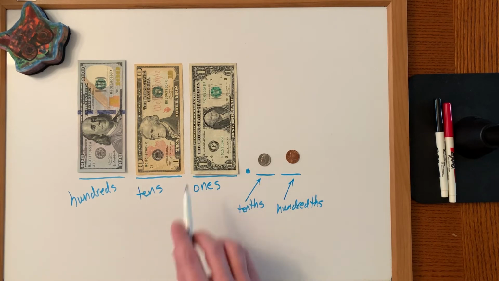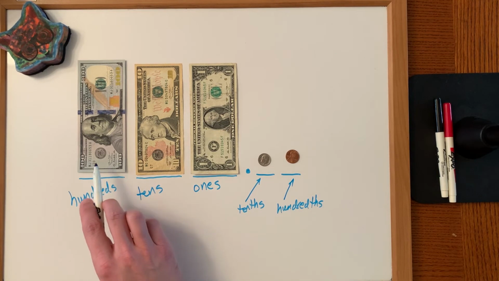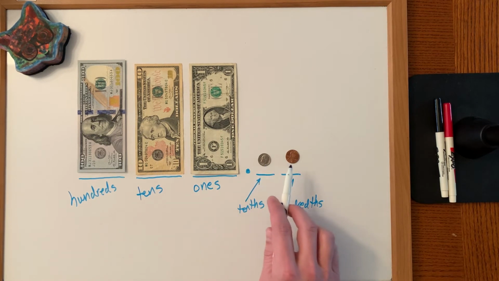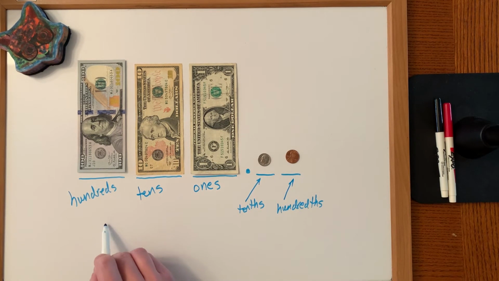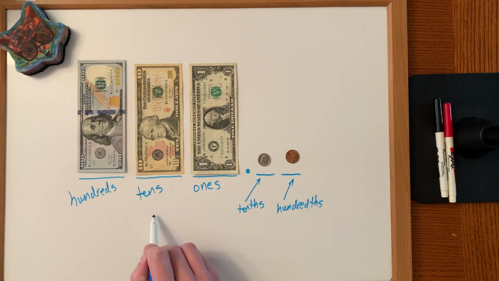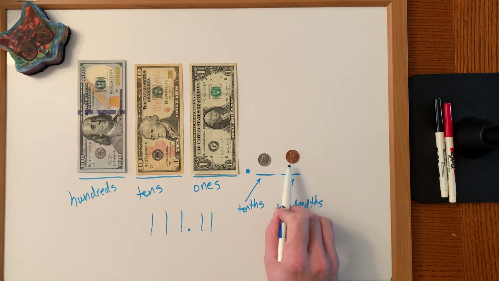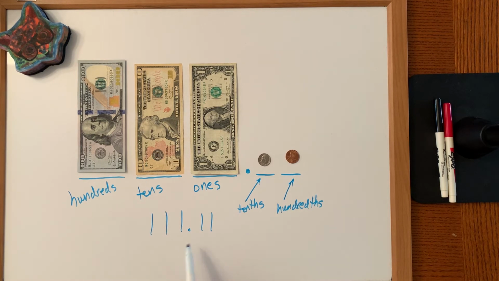Now, how would I actually write out the value here? I have one bill in each of these three slots, and I have one dime and one penny. So this would actually look like, write it here in the middle, $111.11. The reason that there's all ones here is because there's only one piece of currency in each slot.